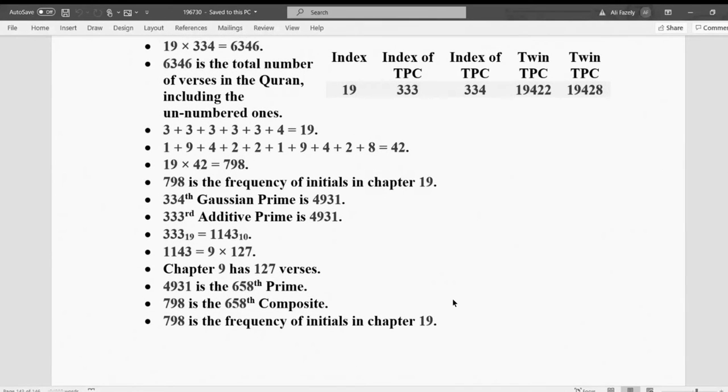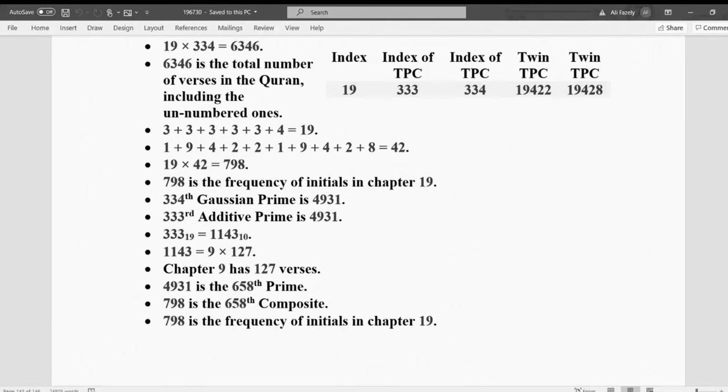fact that 4931 was the 658th prime number, and that 798 is the 658th composite, and 798 is the frequency of the initials in chapter 19. Okay, so as I said, this thing keeps generating itself, so it's self-generating, so we don't have to worry about it. And this generator here is an eternal generator.